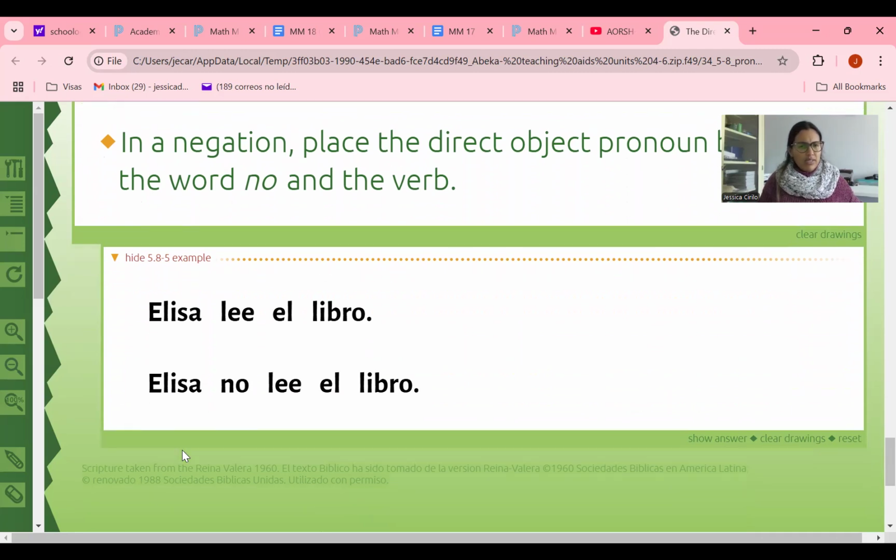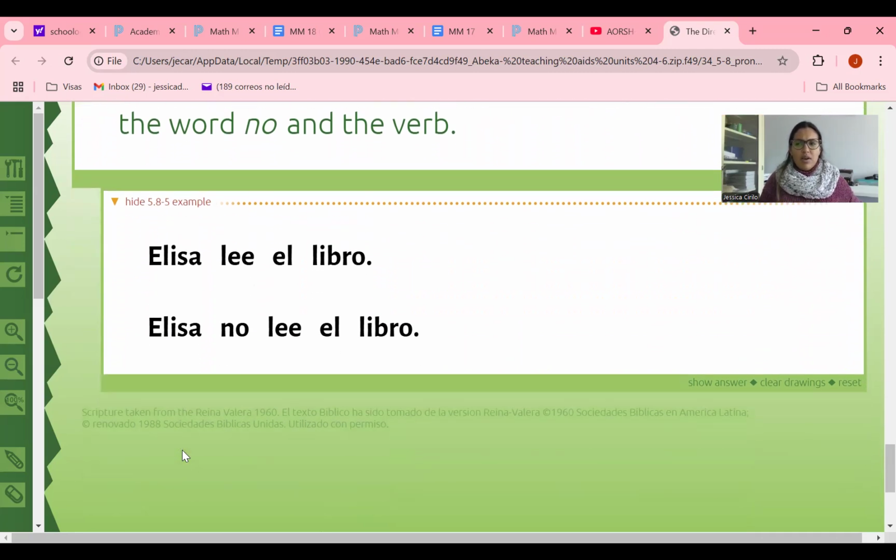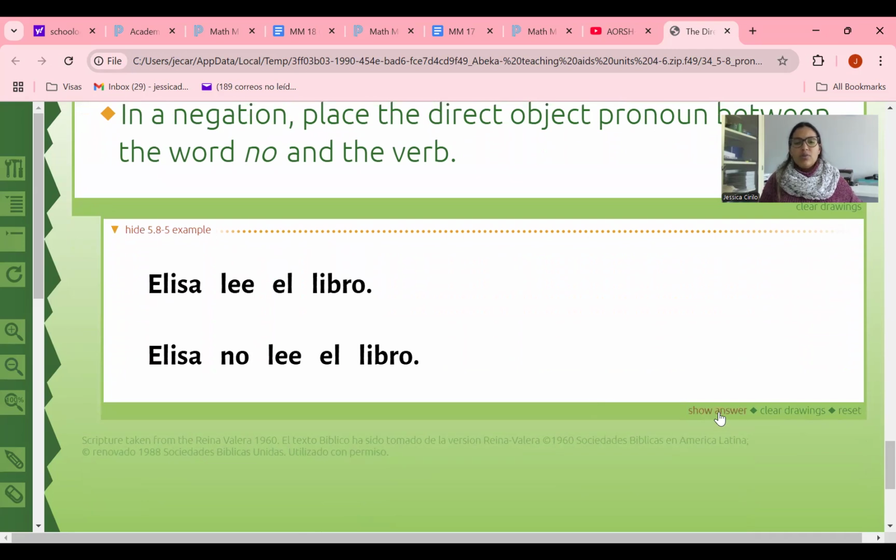Okay, but actually, what is the answer? Elisa lee el libro. Okay, let me see. It's not showing the answer, but if you want to practice what we're learning, Elisa lee el libro, you will replace, what is the direct object here? What is Elisa reading? The book. So libro is a direct object. So if you want to replace this for a direct object pronoun, it'll be lo.